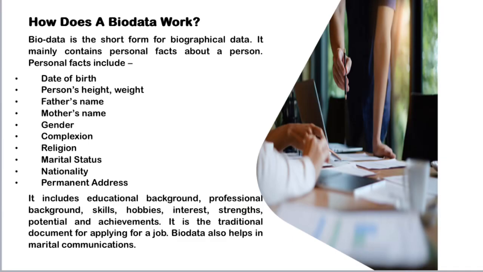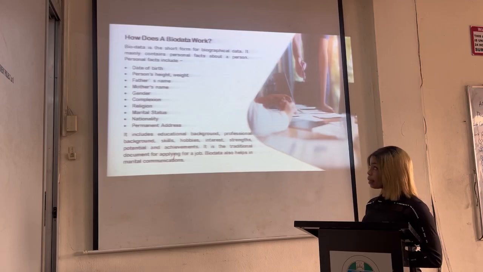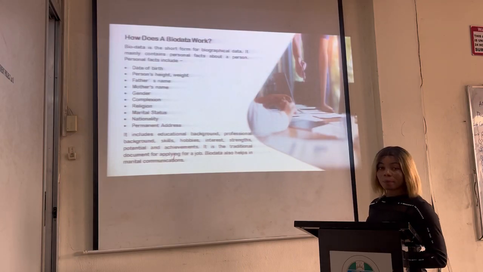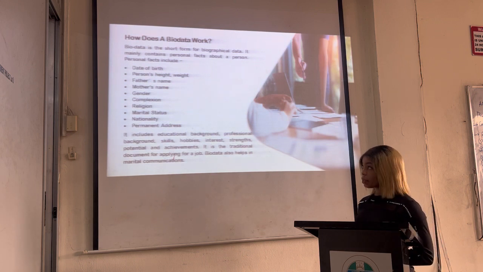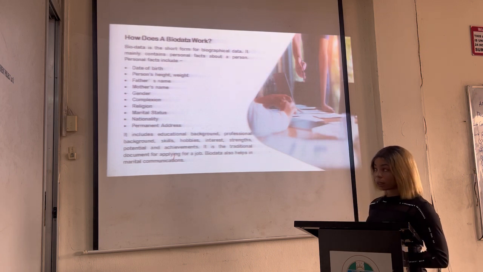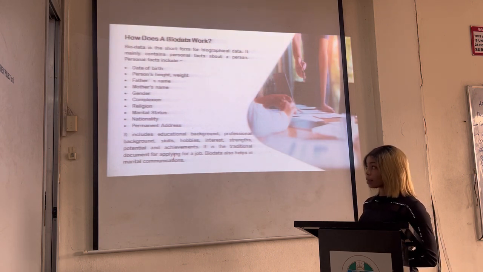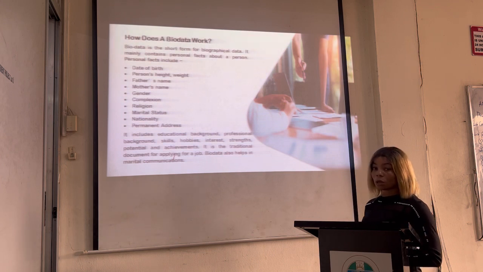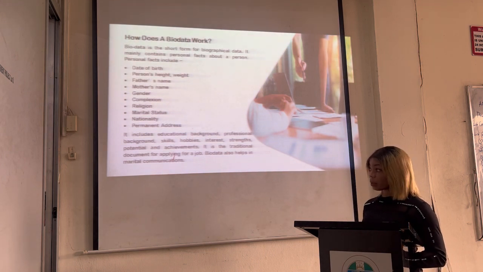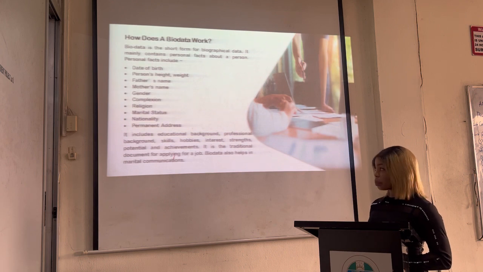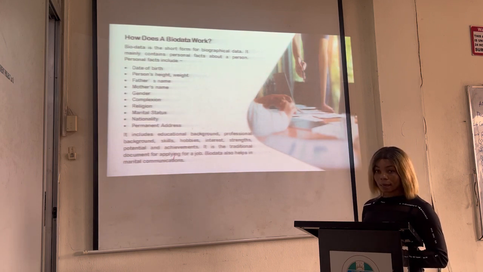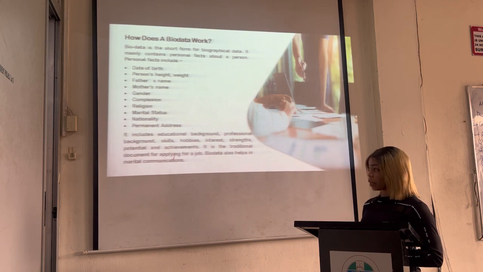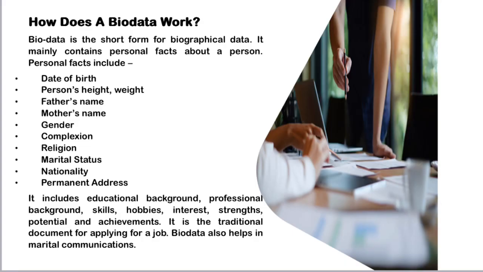How does biodata work? Biodata is a short form for biographical data. It mainly contains personal facts about a person. Personal facts include date of birth, father's name, mother's name, gender, complexion, religion, marital status, permanent address. It also includes educational background, professional background, skills, hobbies, interests, strengths, potential and achievements. It is a traditional document used for applying for a job. Biodata also helps in marital communication.